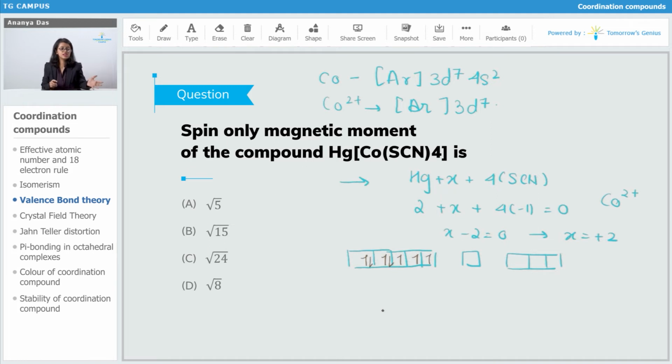Now the environment that the SCN provides is not sufficient to cause pairing. So pairing will not happen in 3d. 3d will remain as such. So the electrons of the SCN ligand are going to come into the other empty orbitals which are present.